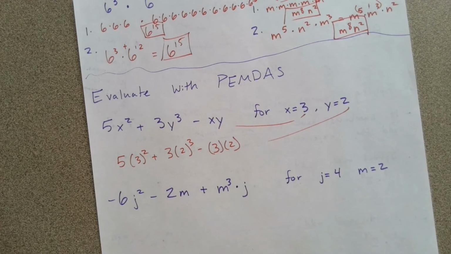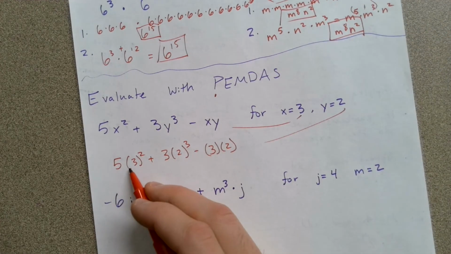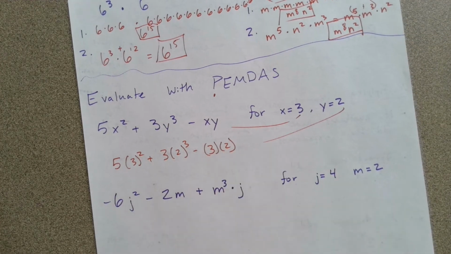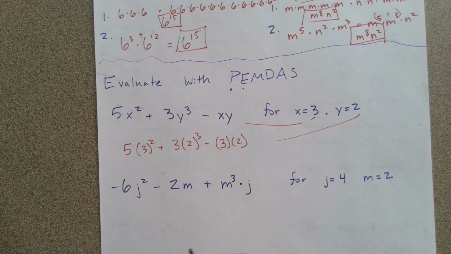Okay, and now we start thinking about our PEMDAS. First step, parentheses. I look in my parentheses. Everything in parentheses is already solved. There's nothing to solve. Next step, exponents. I got a few exponents, so we're going to start with those.